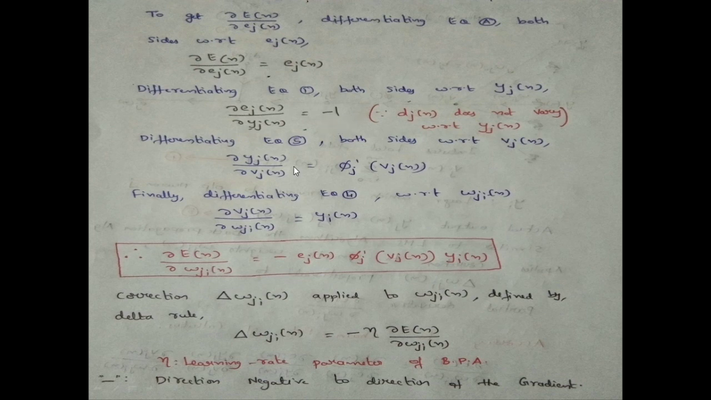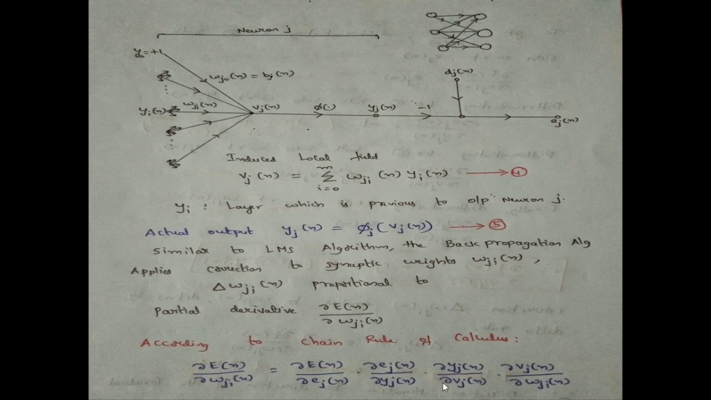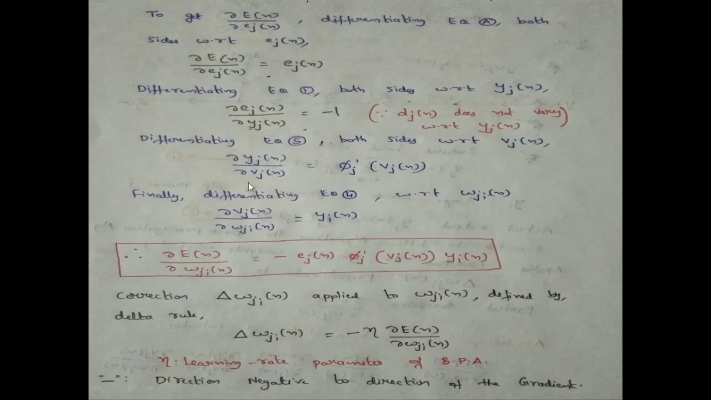As a next step, we want to consider ∂yj(n)/∂vj(n). To get this value, we differentiate equation 5 on both sides with respect to vj(n). So what will be the value? The differentiation of this function will give us φ'(vj(n)). So ∂yj(n)/∂vj(n) is equal to φ'(vj(n)).